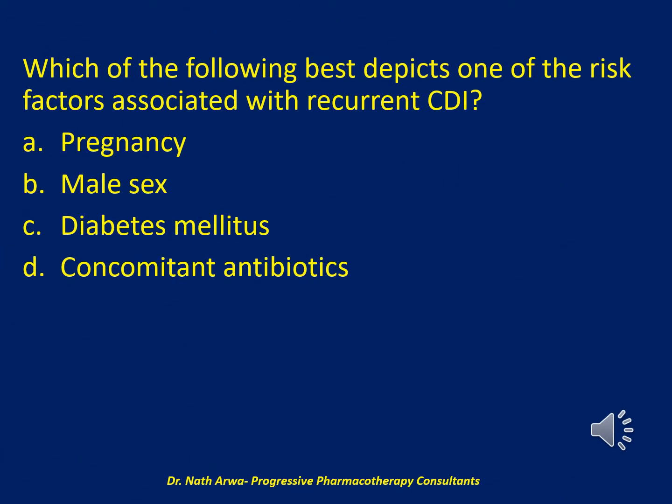And the next question reads, which of the following best depicts one of the risk factors associated with recurrent CDI? Is it A. pregnancy, or B. male sex, or C. diabetes mellitus, or is it D. concomitant antibiotics? I will give you 10 seconds to choose the correct answer to this question from the listed options.